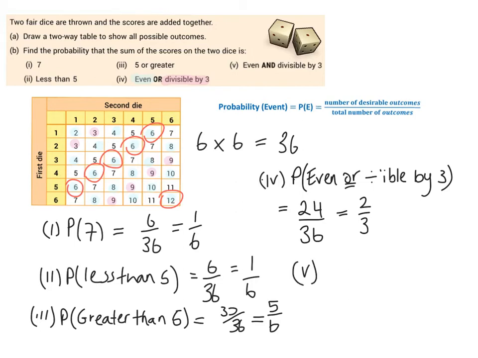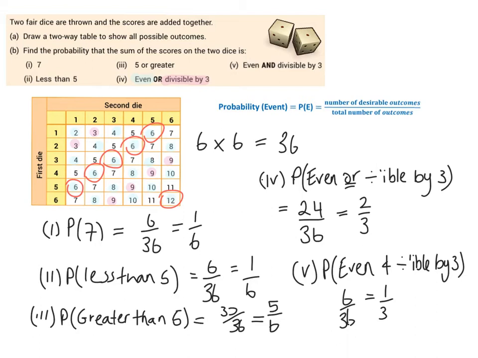So for part 5, it must be even and divisible. So that only leaves us with 6 in 36, which is 1/3. And if we look, 2/3 and 1/3 makes one full table. So we know that our outcomes are correct.